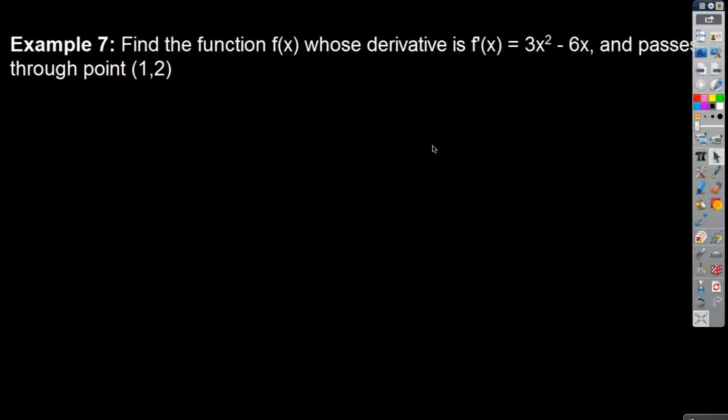So in this case, we want to find the antiderivative. We know we have a function whose derivative is 3x squared minus 6x. I want to know, what was that original function?